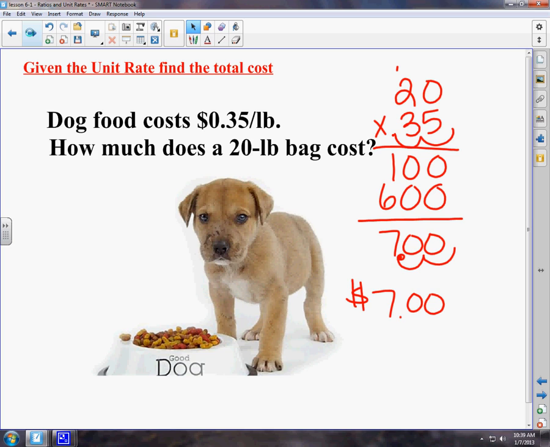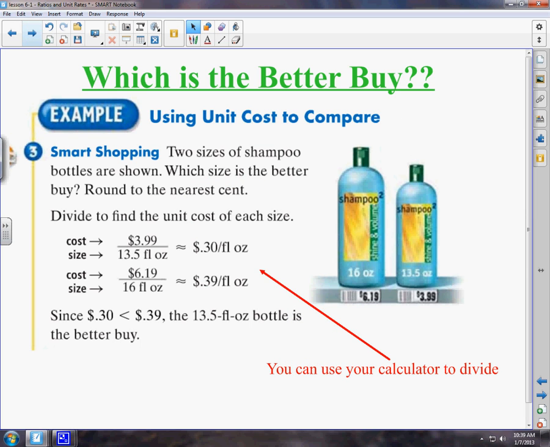So this unit, this section, is about stuff that we use every single day, at the grocery store, shopping, all of that. Okay, so which is the better buy? This is just an example. You don't need to write this down, just listen.